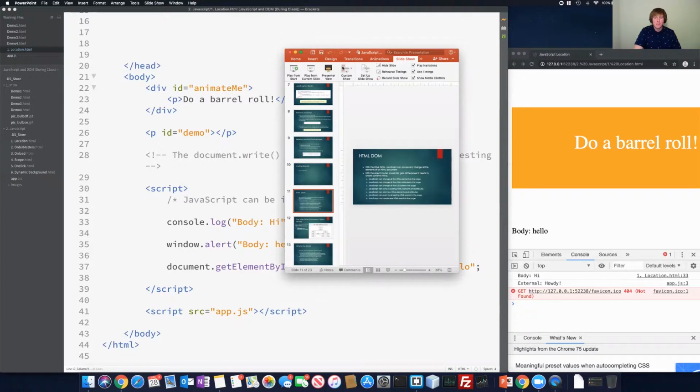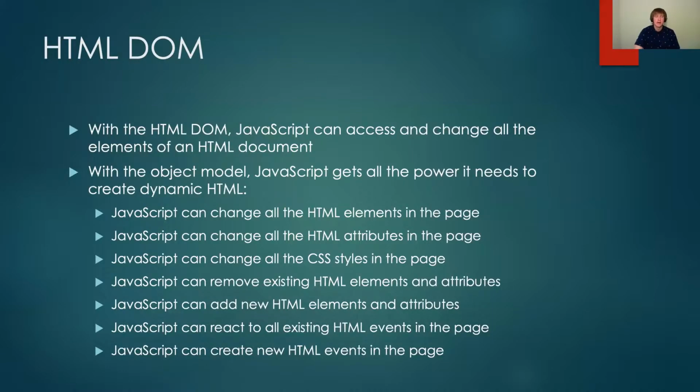Starting from HTML DOM, we're going to open up these slides. Let's talk about what the DOM is so we can understand what's happening here. With the HTML DOM, JavaScript can access and change all the elements on an HTML document. Now, we've seen getElementById. You'll see that document keyword. So the document is actually the DOM, and then I'm using JavaScript to access the DOM. getElementById is actually a DOM method.